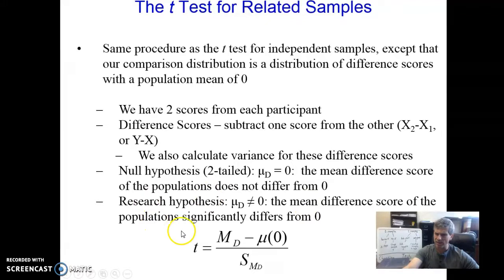And here's our test statistic. Again, it can look a little intimidating. Let's look at it. The average difference score in our samples, okay, that's just the same as subtracting M2 from M1 like we did in the independent samples formula.